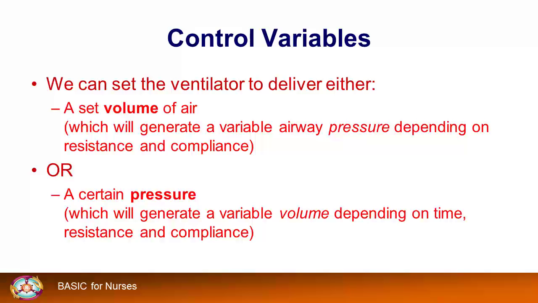The main control we want to set on the ventilator is if we want the ventilator to target a set volume or if we want the ventilator to target a set pressure when delivering a mechanically ventilated breath. A set volume will generate a variable airway pressure depending on resistance and compliance, whereas a set pressure will generate a variable volume depending on time, resistance, and compliance. These control variables will be discussed further in the next lecture, Mechanical Ventilation, Modes and Settings.